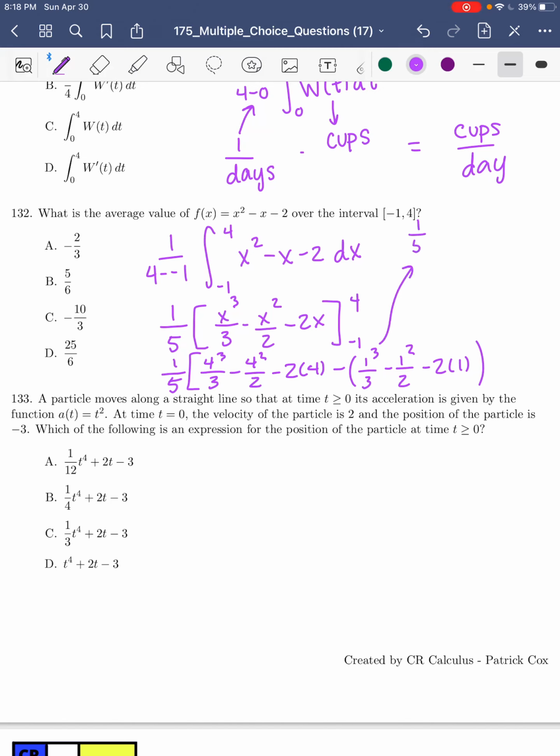So I have 1/5, 64 thirds, minus 16 halves, minus 8. Actually, yeah, I'm not doing this. You can put this in your calculator. If it came to the real test, I'm just going to trust that you remember how to do fractions. But I don't feel like doing it. The answer is B, though. Hopefully they give you a calculator for that.